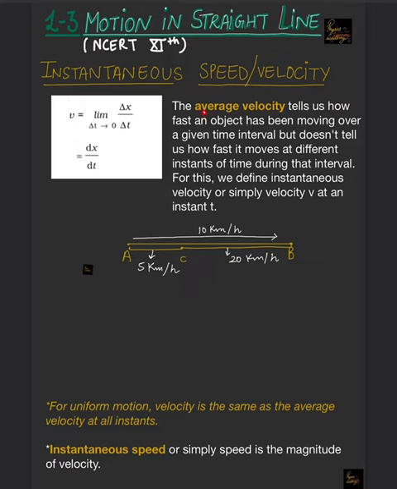That is, average velocity tells about how fast an object has been moving over a given time interval, but does not tell us how fast it moves at different instants of time during the given interval. We define instantaneous velocity or simply velocity v at instant t. Okay, let us just see from this example I have written here.